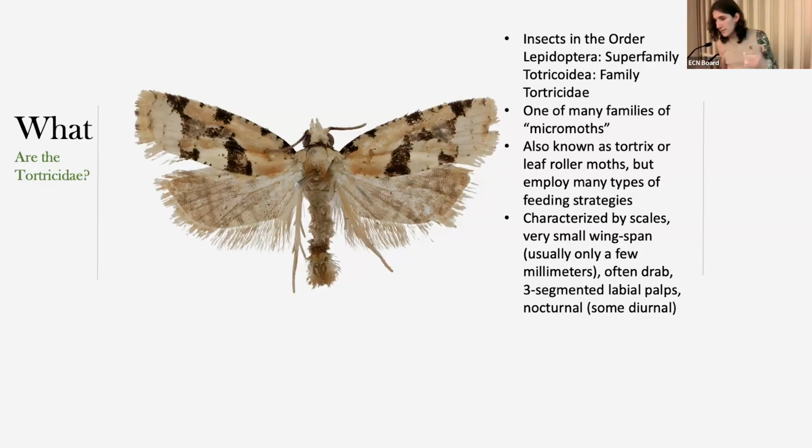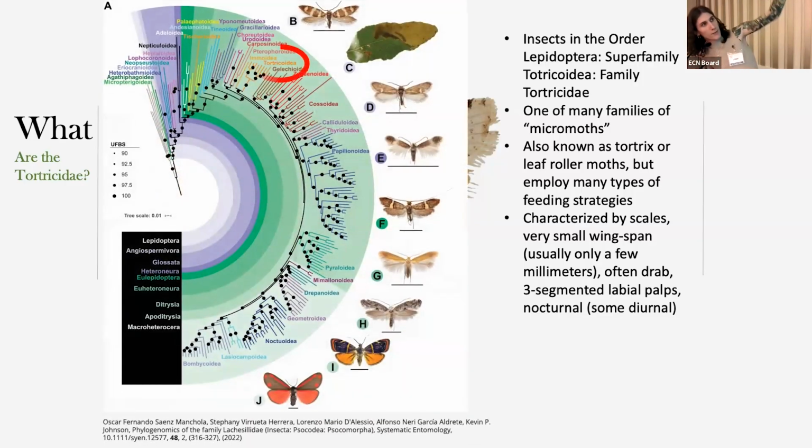They're characterized by typical Lepidoptera characteristics, although these are quite small. They're often drab, and this family in particular is characterized by their arrangement of the labial palps. But of course, like every insect group, there are always exceptions, and that doesn't always hold up. Some are diurnal, some are nocturnal. Here they are in a phylogeny up at the top. And yes, technically butterflies are also micromoths. Don't @ me. And a bunch of other cool facts about tortricids.